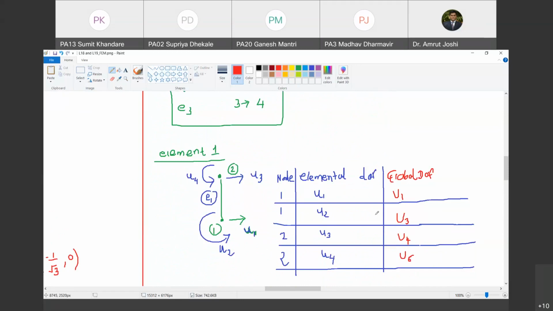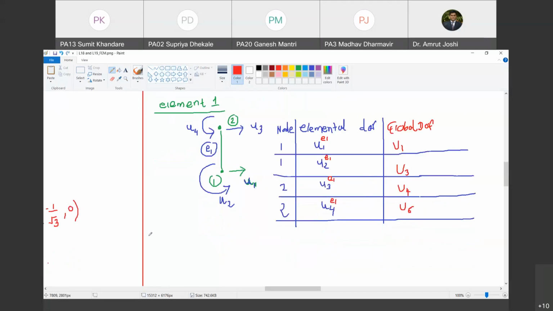So this is the mapping. U1, U3, U4 and U6. These are the global degrees of freedom to which small u1, small u2, small u3 and small u4 for element number 1 are mapped. Do you agree with me? Yes, sir. And as these are for element number 1, I am going to write the superscript E1. Do you agree with me? E1. Happy?